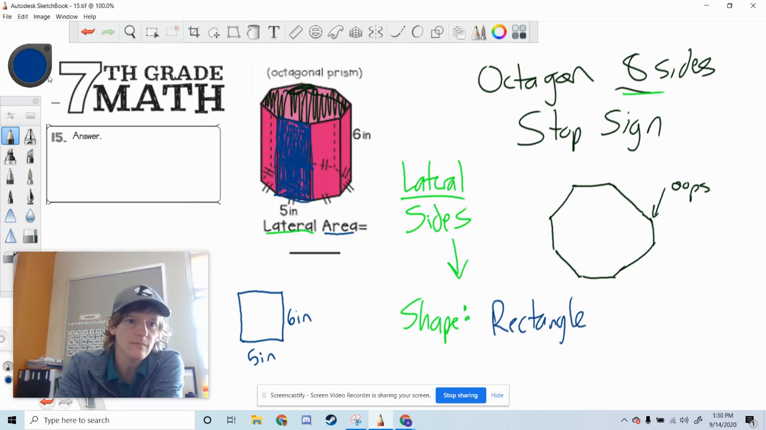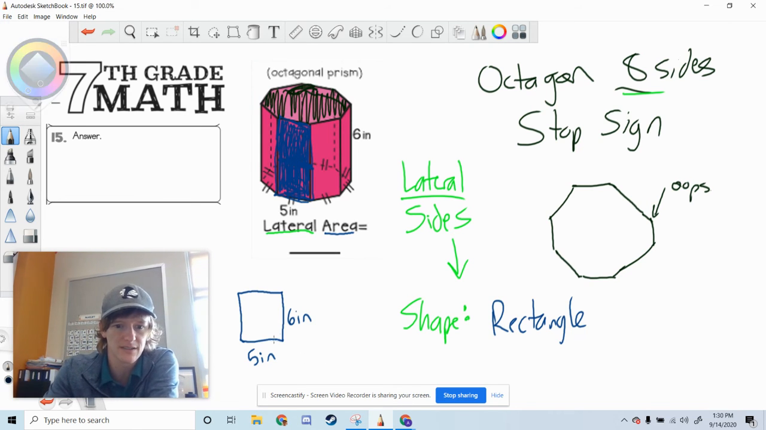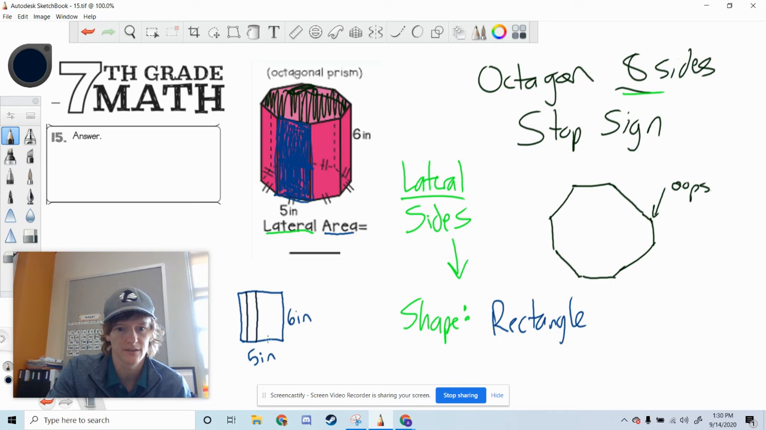Okay. Now, if we're going to find area, that means how many little squares do we have in here? If this has 5 squares, so let's see. 1 here, 1 here, 1 here, 1 here. So we have 5 on the bottom. 1, 2, 3, 4, 5. And then on the side, we have 6. So I'm going to draw this out.